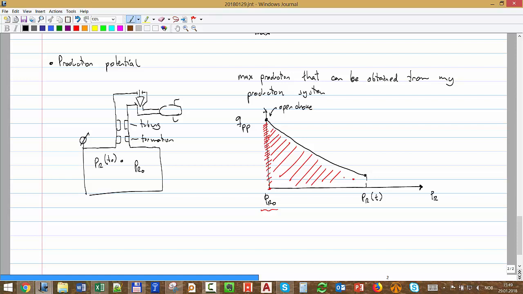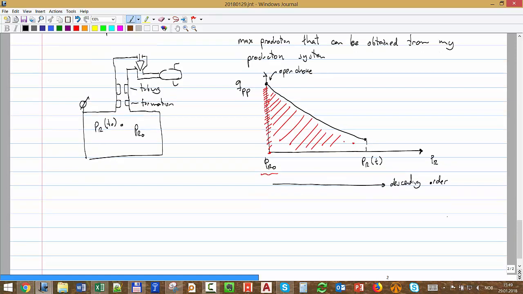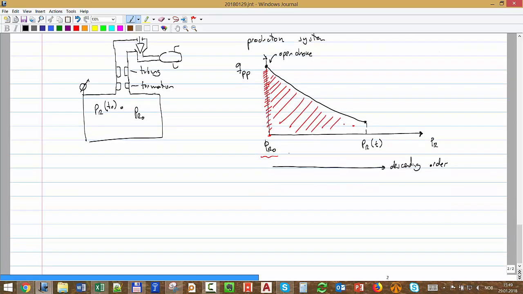Should be the what? Difference pressure between the B arm, or yeah, if we call this pressure equals zero, this is descending order, okay. But if you are correct, if we want to make it from zero, from small to big, then the curve should go the other way, right?